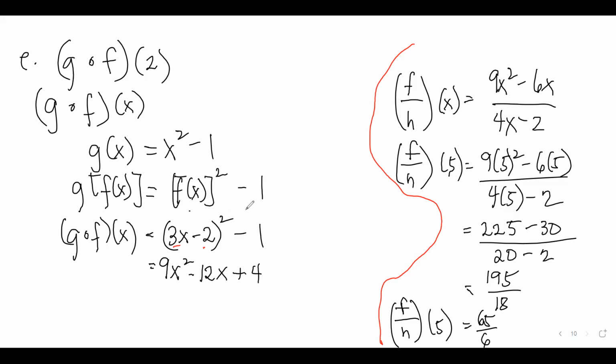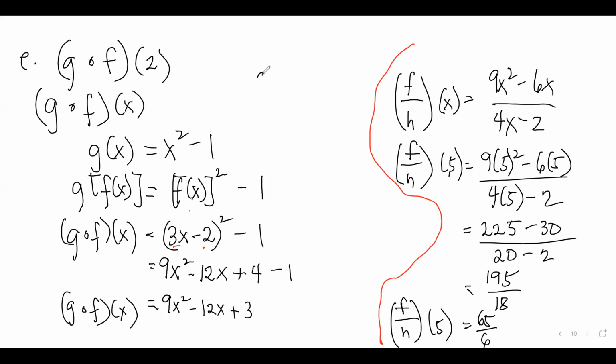Ulitin ko ha. Pag nag-square ng binomial, square muna yung 3x. So, 9x squared. And then, multiply isa-isa. 3x times negative 2 times 2, that is negative 12x. Tapos, squared yung last term. So, negative 2 squared, that would be 4. Don't forget to write yung isa pang negative 1, kasi nasa labas, kasama pa siya. So, simplify further, 9x squared minus 12x plus 3. So, this is G of F of X.